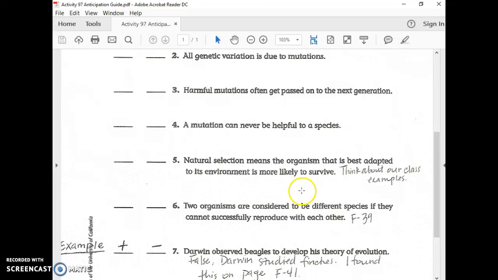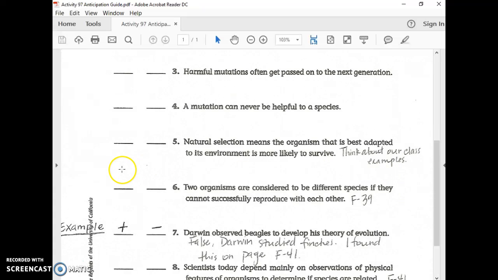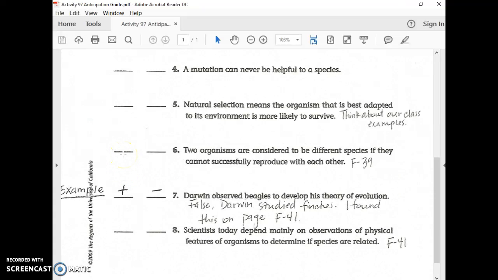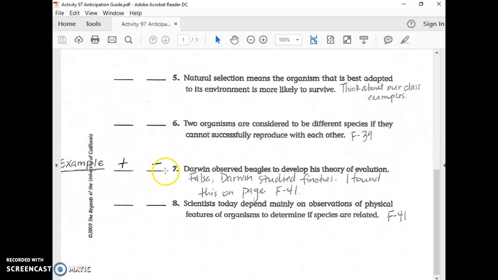And again, I have a note off to the side. It says, think about our class examples. Number 6, two organisms are considered to be different species if they cannot successfully reproduce with each other. You can find the answer there on F39, but again, you are just doing the before column right now, so you're just making predictions. Number 7, I did an example for you.